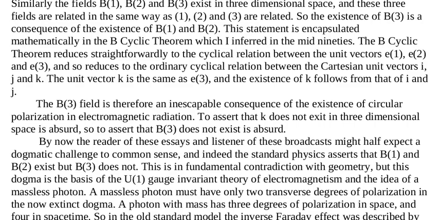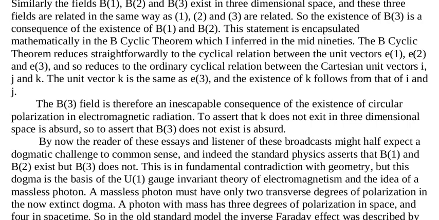The unit vector k is the same as e3, and the existence of k follows from that of i and j. The B3 field is therefore an inescapable consequence of the existence of circular polarization in electromagnetic radiation. To assert that k does not exist in three-dimensional space is absurd. So to assert that B3 does not exist is absurd.